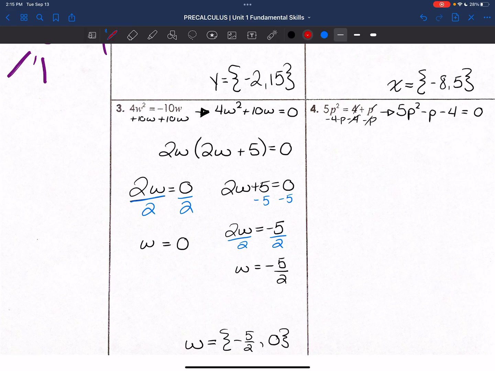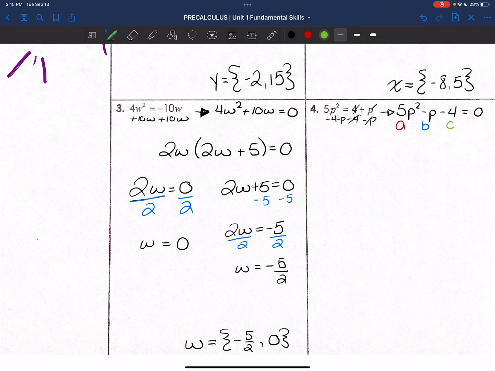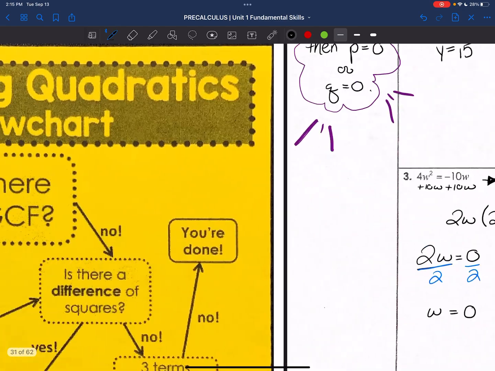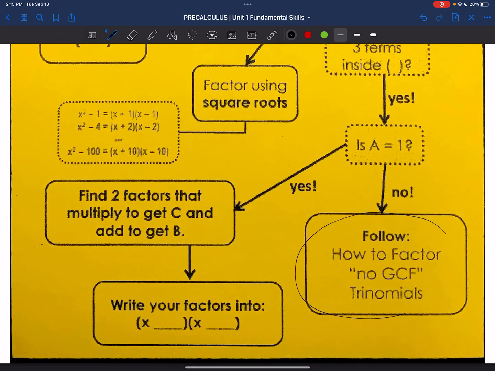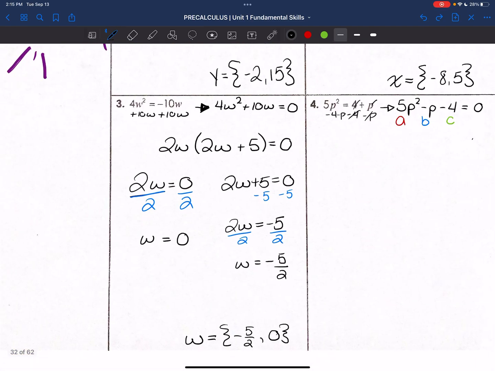Let's go ahead and label these. A, and then our B, and then our C. Ooh, ladies and gentlemen, look at that. Our A is equal to 5, so we're going to need to follow the how to factor when we have a no GCF trinomial. That looks like using the cross to expand that middle term. So it looks like this.